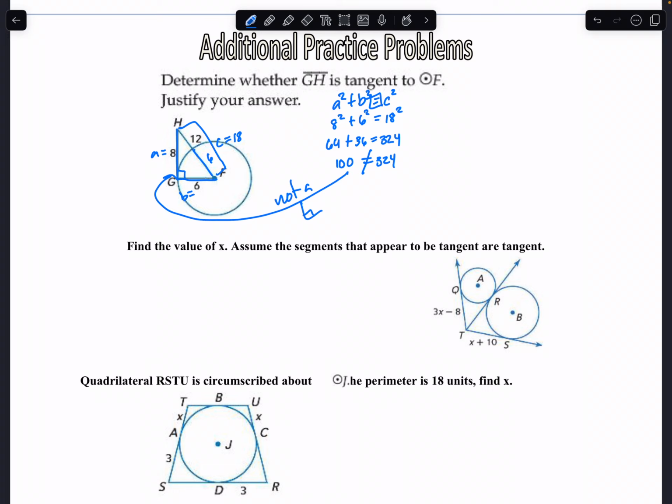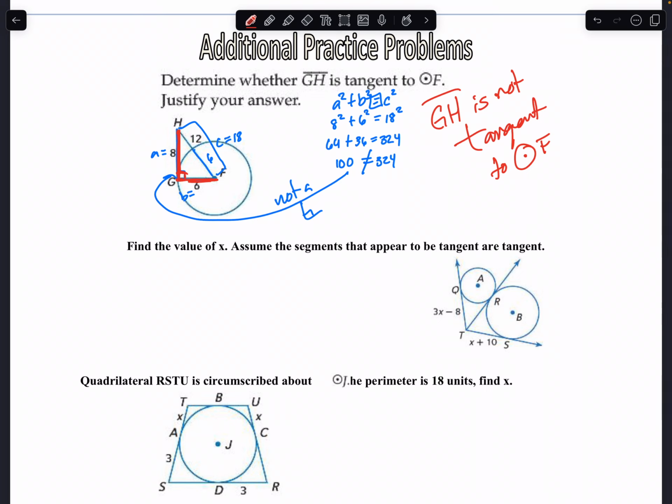Tangent means that the line HG will only meet at the right degree angle. So since the Pythagorean theorem doesn't work, it does not form a right angle, which means GH is not tangent to circle F.